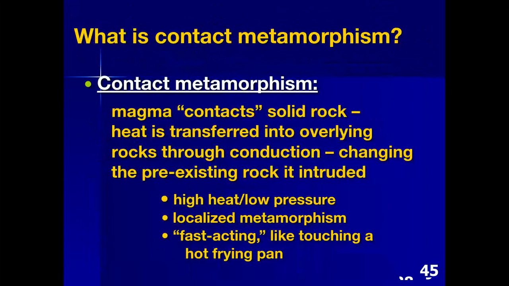If you look at the bottom of the screen at the conditions of contact metamorphism, we say that contact metamorphism is a high heat, low pressure condition, meaning that in most cases contact metamorphism takes place closer to the surface of the earth or closer to the lithosphere, so the pressure isn't as much. So high heat, low pressure, it's a very localized metamorphism, meaning geographically it doesn't have a tendency to metamorphose large areas. I regard contact metamorphism as very fast acting, like touching a hot frying pan. For example, if you were to grab the handle of an iron skillet, you would immediately release it because it's very fast acting. So high heat, low pressure, localized, and fast acting.